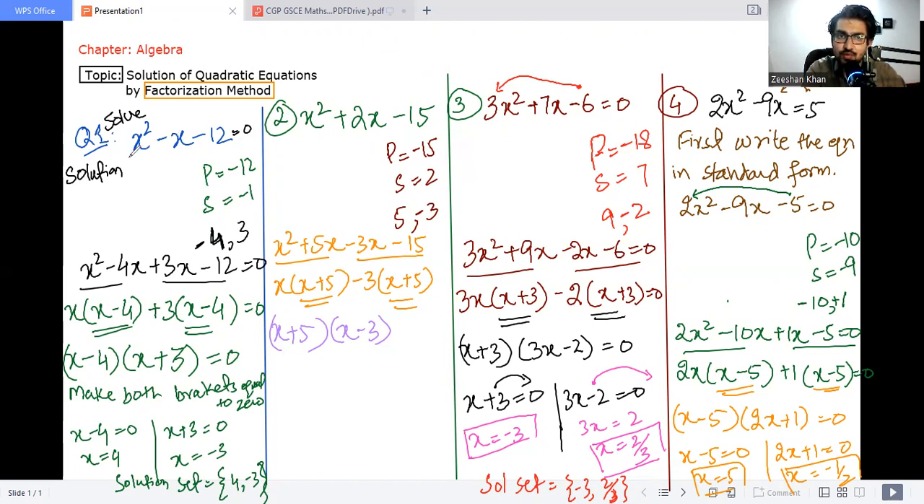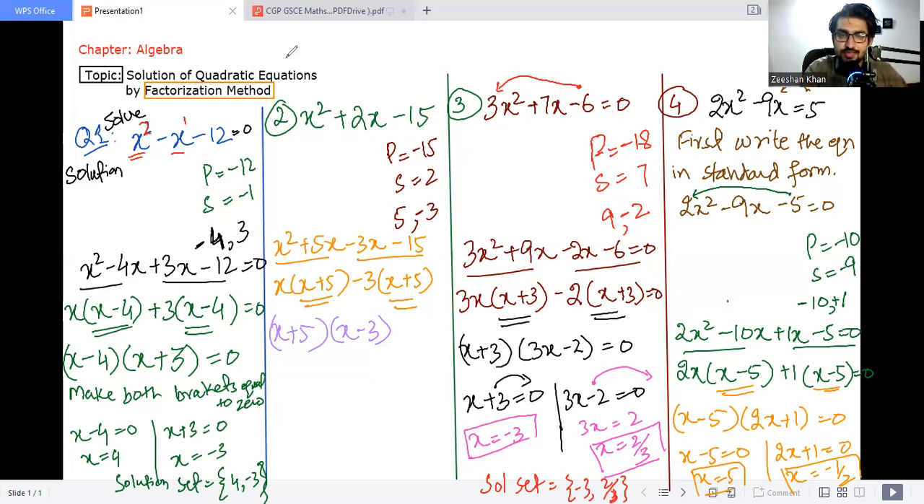You can see the variable power is 2. So the maximum power is 2. Obviously, this is also a variable. Its power is 1. But you will look at the maximum. So the maximum power of the variable is 2. Therefore, we call this a quadratic equation. And there are three different methods to solve it. So the first one is the factorization method.